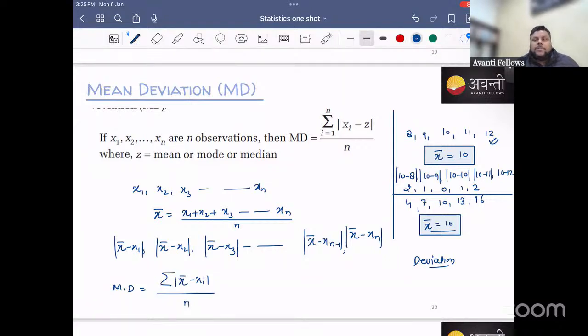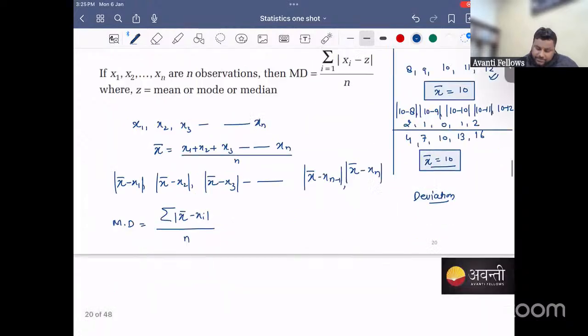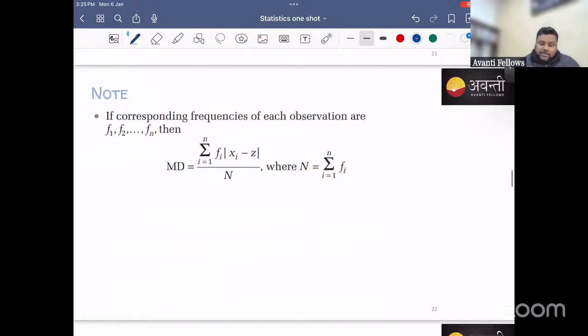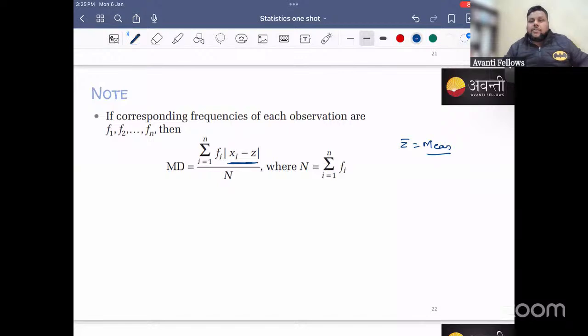So this is what we call mean deviation about the mean. Now, if there are corresponding frequencies for each observation as f1, f2, fn, then what will be the mean deviation? Mean deviation is mod of x bar minus xi, here represented by z, and z is the mean. Now its frequency is fi, so sigma fi upon the total number of observations, or the total of all the frequencies. So this is what we call mean deviation about the mean. Got it?